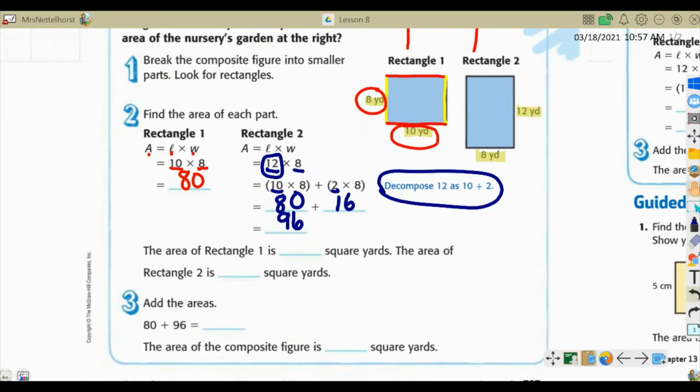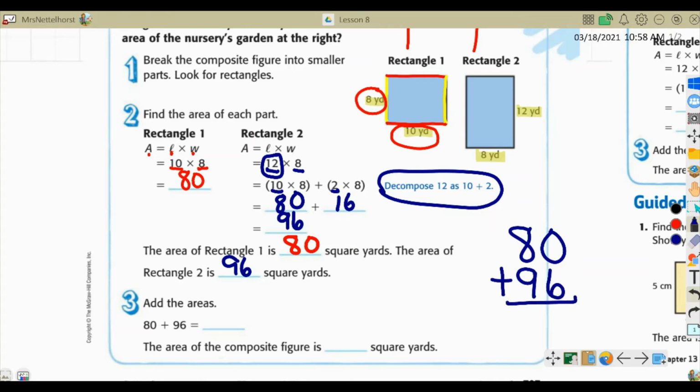The area of rectangle 1 is 80 square yards. The area of rectangle 2 is 96 square yards. So if you add those together, I'm going to stack them so I can add them. 0 plus 6, remember we always add first in the ones column. 0 plus 6 is 6. 8 plus 9 is 17. So it's 176. The area of the composite figure is 176 square yards.